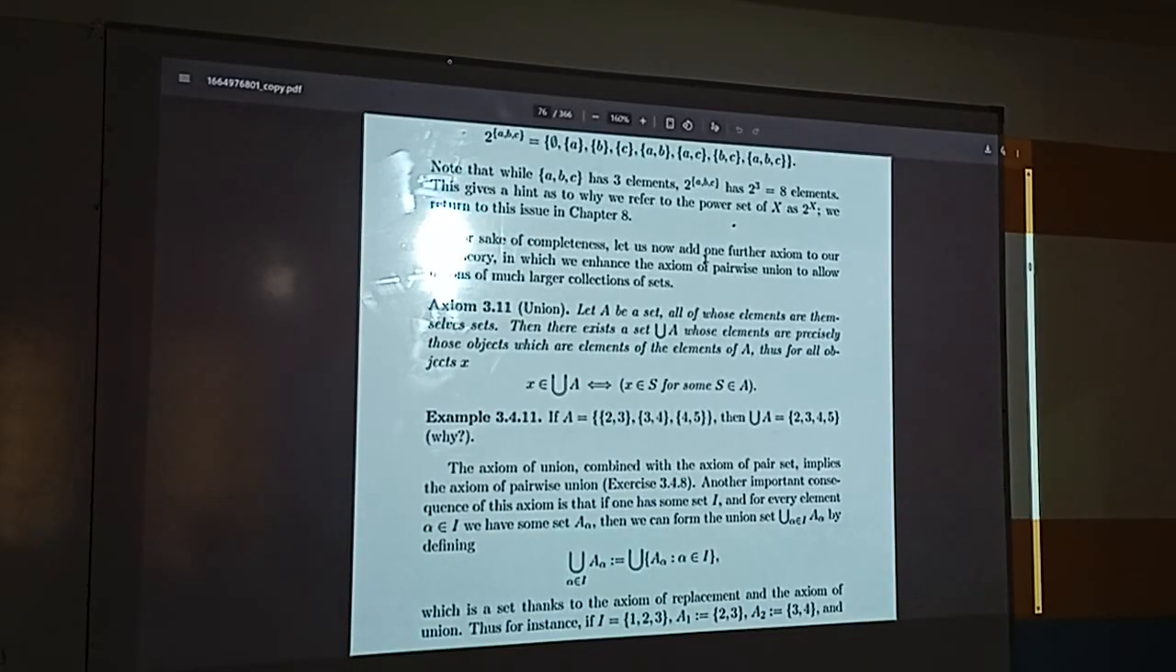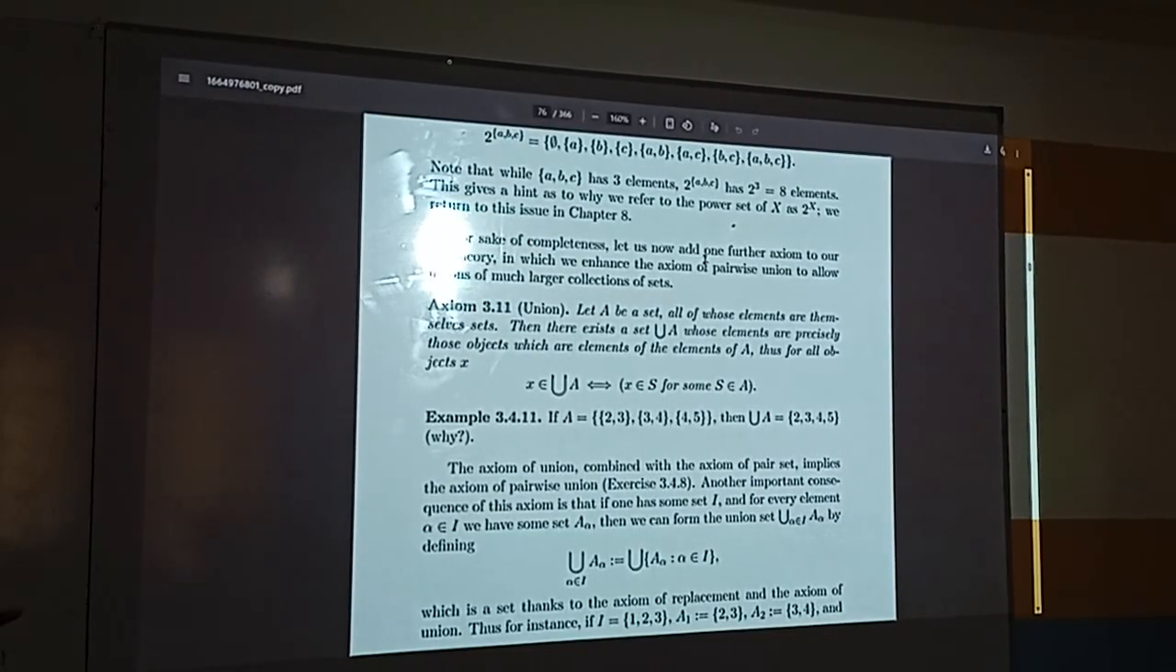Because every element of A is a set, no? Then union A is the elements of the elements of A. Thus for all objects x, x belongs to union A if and only if x belongs to S for some S belonging to A. That's the important one. I don't write it, it's not that deep, but that's correct. That makes sense only when capital A is a set of sets. Otherwise you cannot write such a thing.